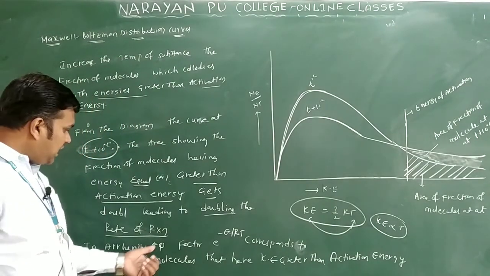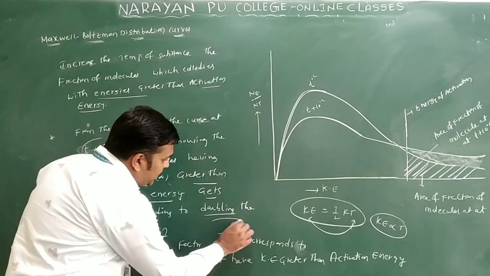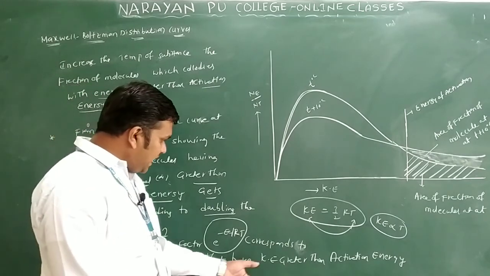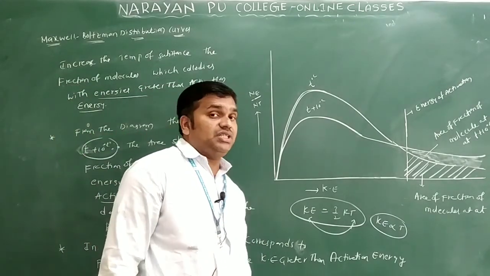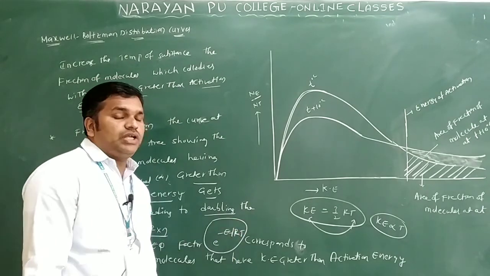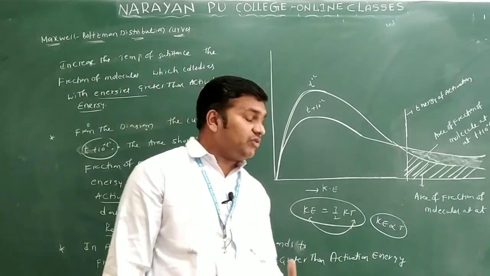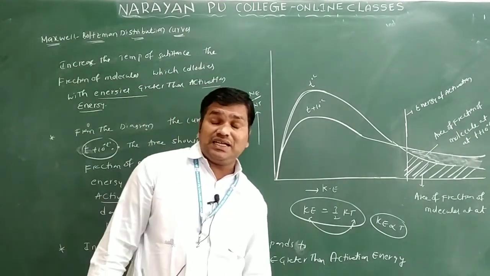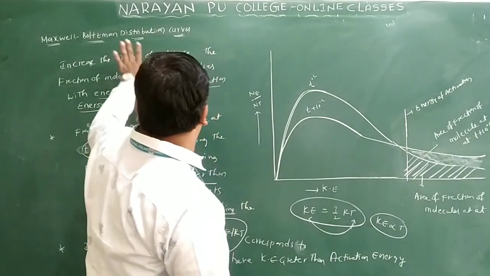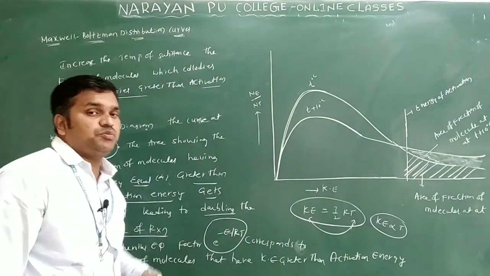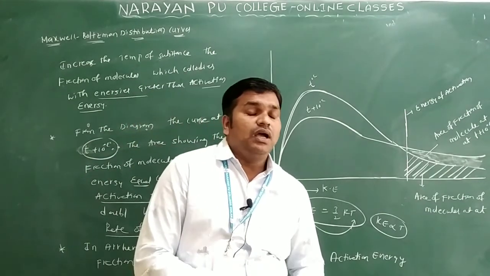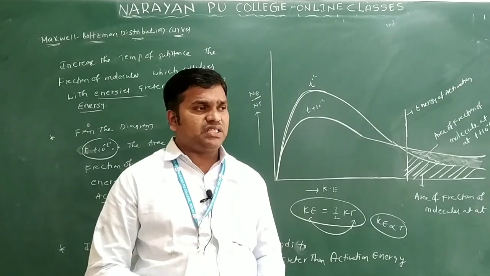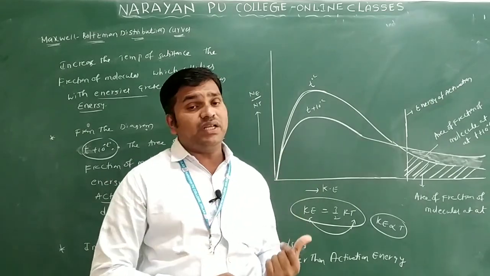Now in the Arrhenius equation, you know the term e power minus Ea by RT corresponds to the fraction of molecules having kinetic energy greater than the activation energy. You know the expression k is equal to A into e power minus Ea by RT; that exponential term corresponds to the fraction of molecules with kinetic energy greater than the activation energy. So this is regarding the Maxwell-Boltzmann distribution curves. This entire concept is the temperature dependence of the rate of reaction. Two theories we discussed: one is Arrhenius theory, and one is the Maxwell-Boltzmann distribution curves.